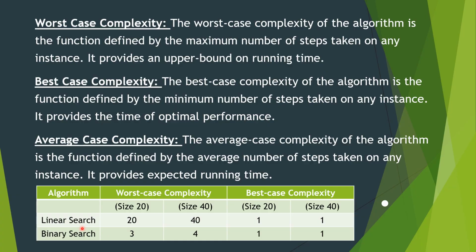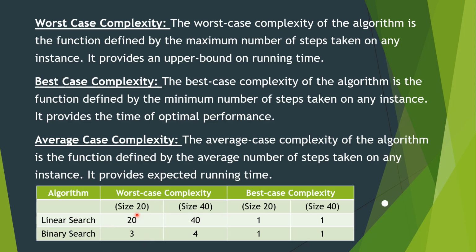If we take the example of linear search and binary search, if the size of the array is 20, you can see the worst case complexity will be 20. Why? Because a maximum of 20 comparisons may be required. And if the size is 40, the worst case complexity will be 40 because a maximum of 40 comparisons is possible, since maybe the number is present at the last index.